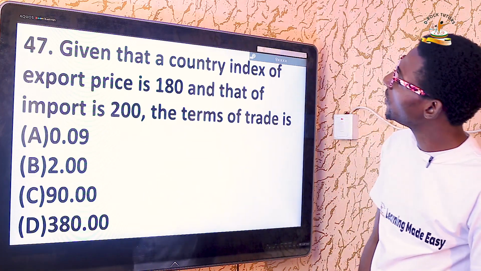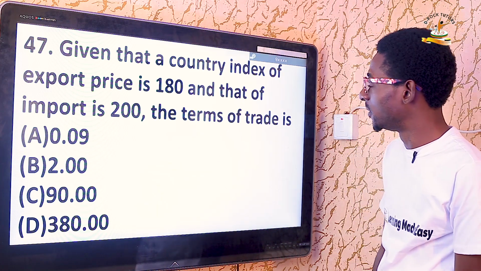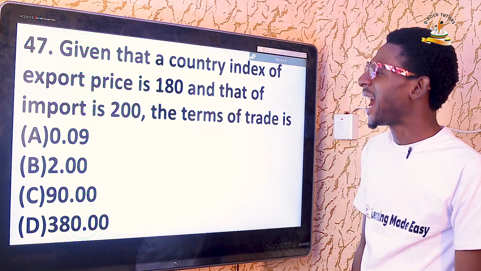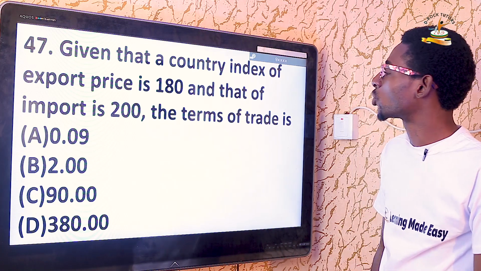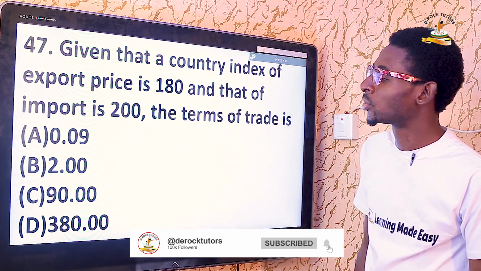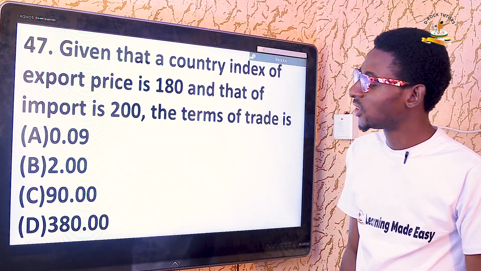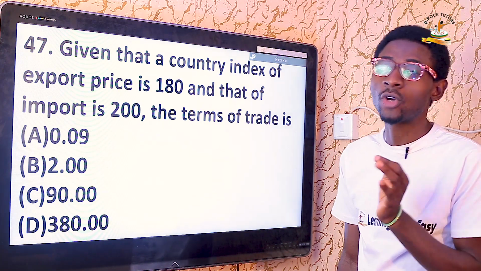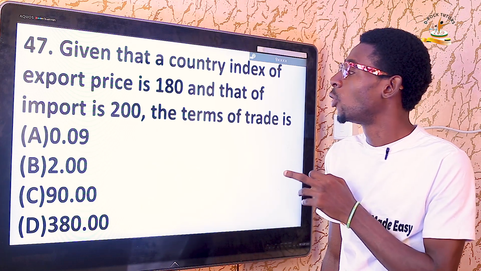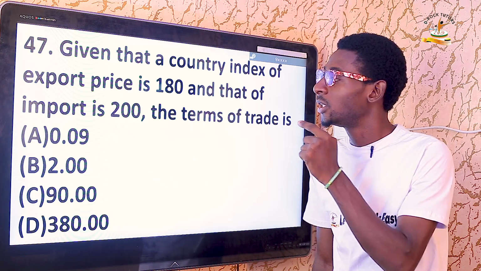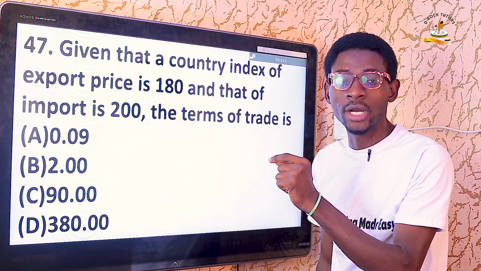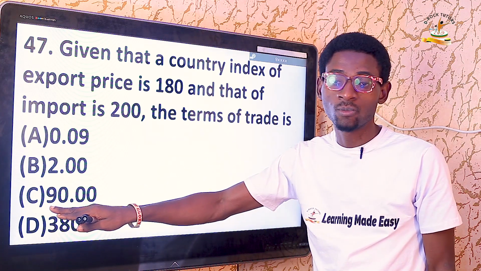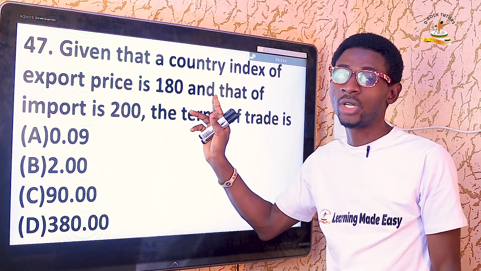47. Given that the country's index of import price is 180, and that of export is 200, the terms of trade is A 0.09, B 2.00, C 90.00, D 380.00. Now, terms of trade is price index of export over price index of import times 100 over 1. So, the workings there will be 180 over 200 times 100. That will be export over import times 100. So, the answer there will give us 90. 180 over 200 times 100 will give us 90.